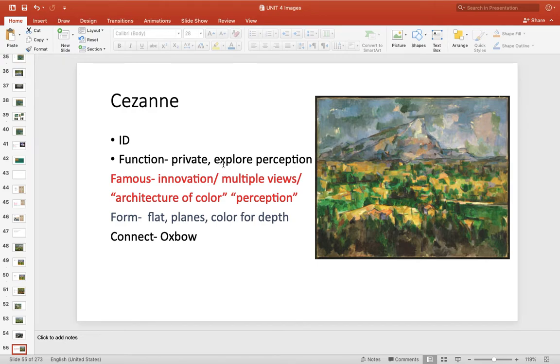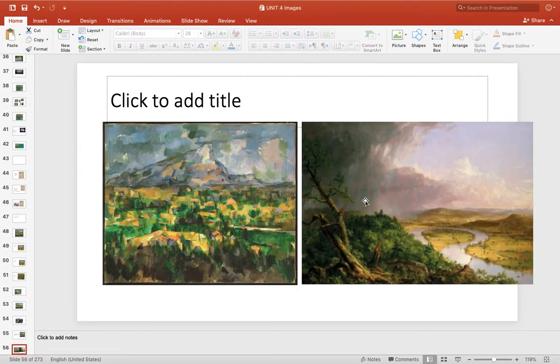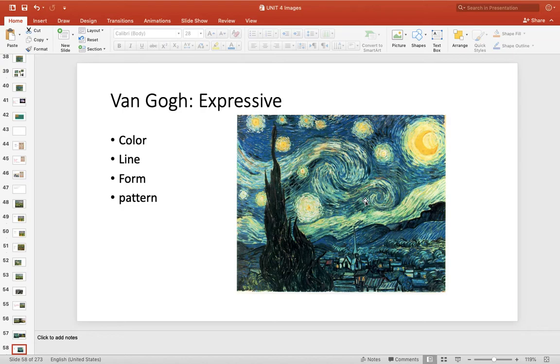So function, he's private gallery, but he's exploring perception of the way we see things. Famous innovation, multiple points of view. Architecture of color, how we actually perceive things. The form, it's flat. See these planes of color, and he uses color for depth. Very different than naturalism. And then Van Gogh is going to be a color guy, expressive color.